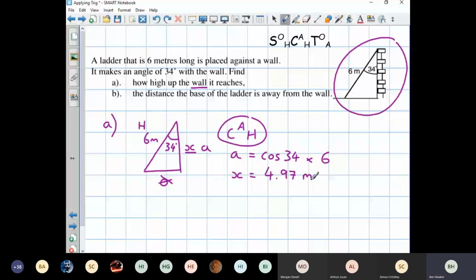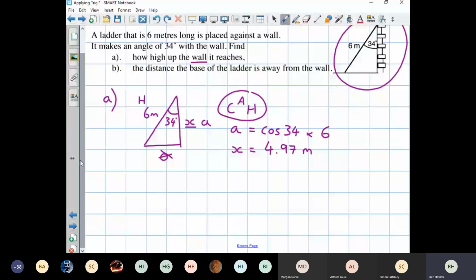We're then going to look at the distance the base of the ladder is away from the wall. This poses an interesting question now. We've got our triangle again, 34, 6 meters. We know this is the hypotenuse, this is the adjacent, opposite, and we've now worked out that this is 4.97. Obviously this is a right-angled triangle, and this is what we're trying to find. There are a few different ways we could approach this. Obviously, we could use trigonometry.